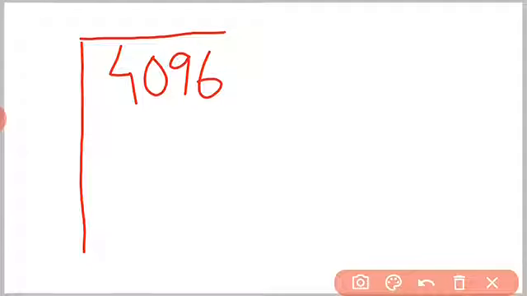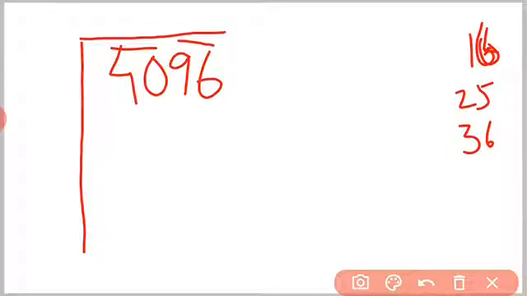4096. Write down the number like this and start pairing from the right side. So 96 and next is 40. The first step is to find a square number which is less than or equal to 40. Write down the square numbers. 16 is a square of 4. Next square number is 25, which is a square of 5. Next is 36, and after 36 the next square number is 49, which is a square of 7.